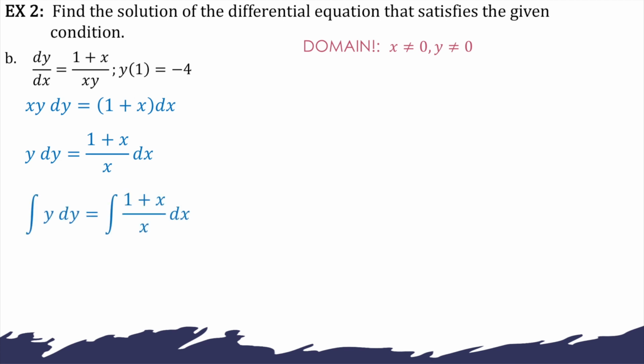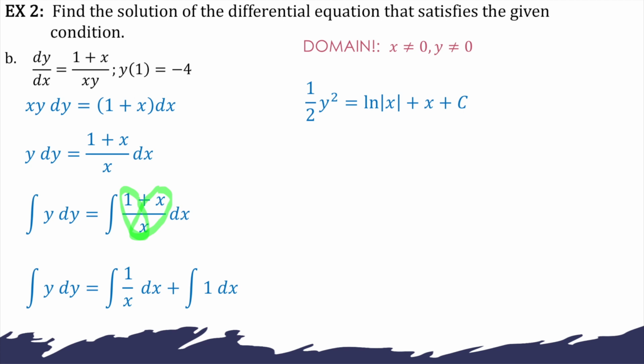And anti-differentiate both sides. This guy is a little bit complicated, so let's split that up into 2 different integrals, shall we? So we've got 1 over x plus 1. That's a little bit better. And we can just take the antiderivative of each of those separately. So we've got 1/2 y squared equals the natural log of x plus c.